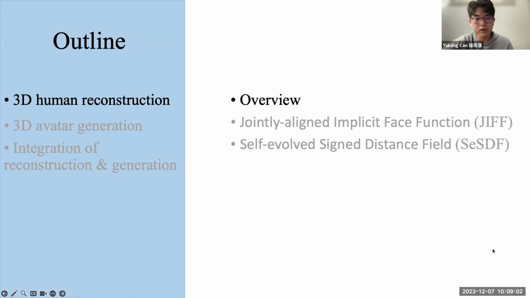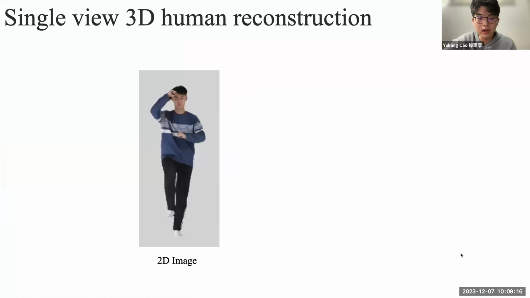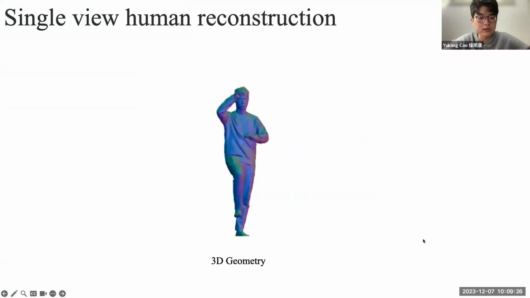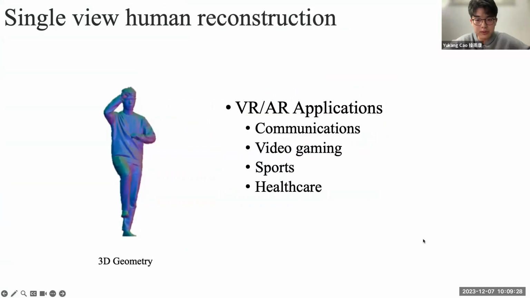So firstly, about the 3D human reconstruction, we will subsequently discuss the overview of the background and our two recent works, JIFF, jointly aligned implicit face function, and SeSDF, self-evolved signed distance field. Regarding the 3D human reconstruction, we always want to produce a 3D geometry model with intricate details from a 2D image input. The 3D reconstructed geometry has the potential to be applied in various fields, including 3D hardware like AR goggles and 3D telepresence systems.